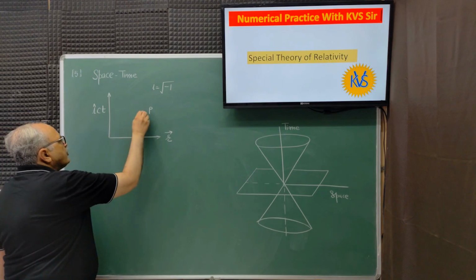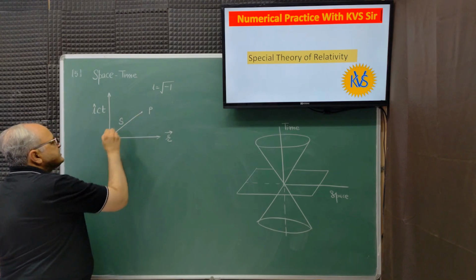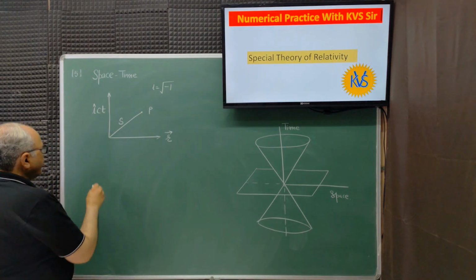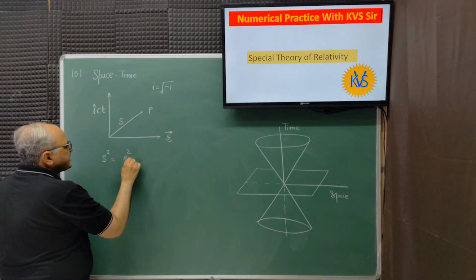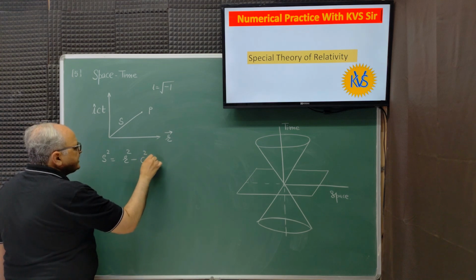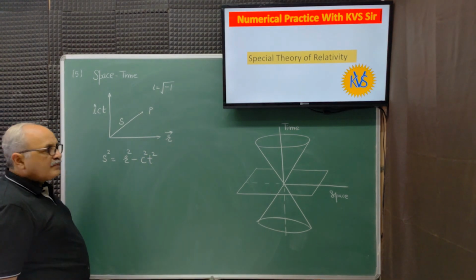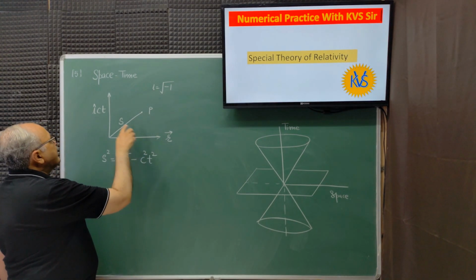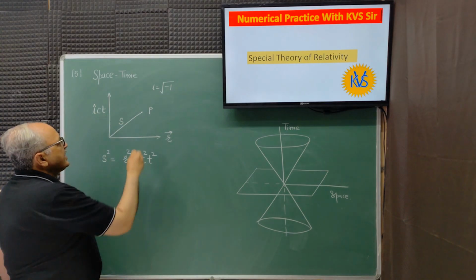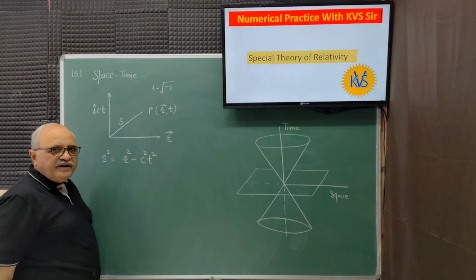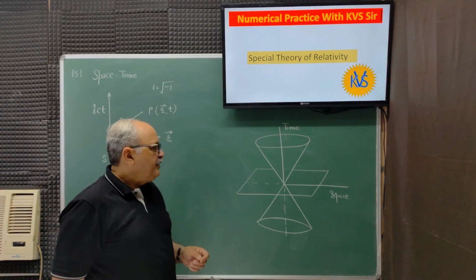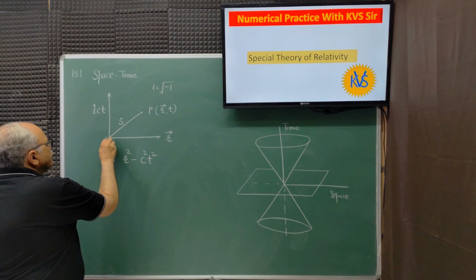So if there is an event somewhere in this space-time coordinate system, its distance from the origin, let me call this distance s, will be given as s square equals r square minus c square t square. Obviously, because r and ict are the defining coordinates of this particular event. So this is the distance from the origin.